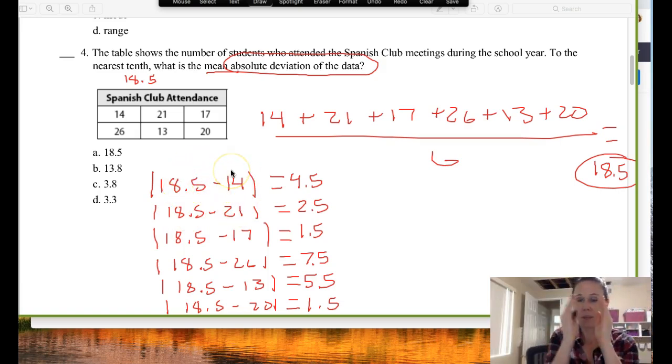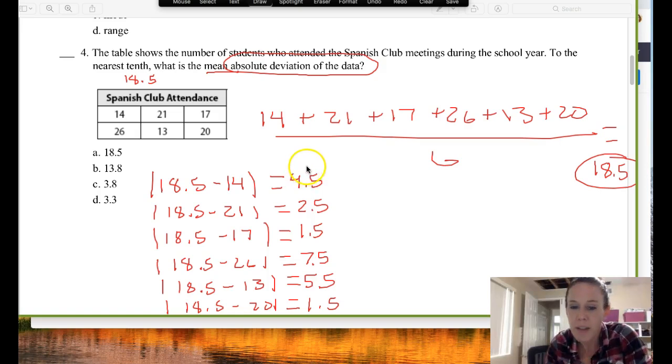I don't care. Some are going to be higher and some are going to be lower than the middle. So I'm going to keep these all positive values. I'm not going to write negative here. That's why we do the absolute values. I just want to know the distance, the difference between these two, and the distance that it is from the middle. So here is the distance from the middle. Obviously, this one is furthest from the middle. It has a difference of 7.5.